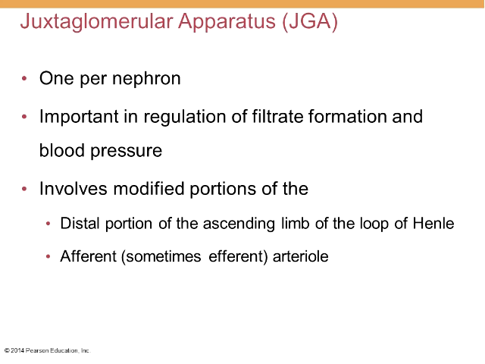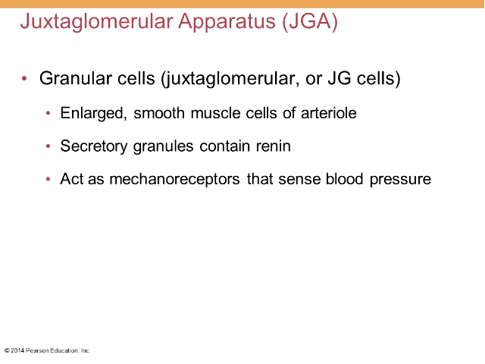Now, the juxtaglomerular apparatus, there's one per nephron, and it's really important in regulation of filtrate formation and blood pressure. It involves modified portions of the distal portion, the ascending limb of Henle, and the afferent, sometimes efferent, arteriole. And we want to take a look at that.